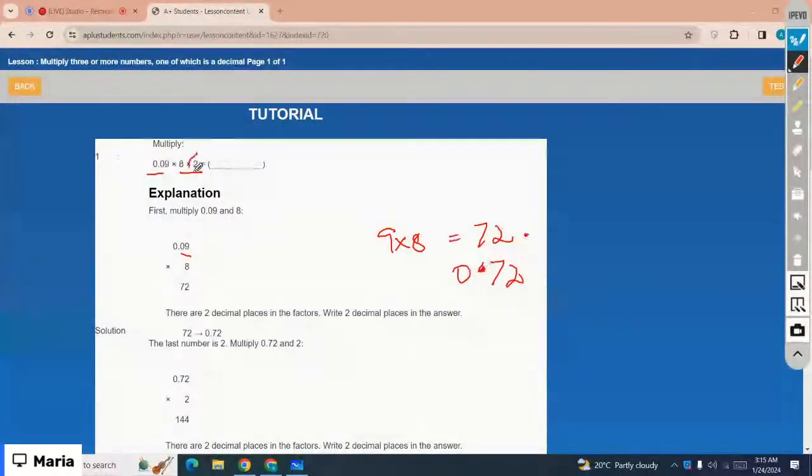Now you're left with 2. You need to multiply 0.72 times 2. So just multiply without the decimal, 72 times 2 is 144. Then you have two decimal places, so you have to move the decimal point from here to here. So it would be 1.44. Got it? Multiplying with decimals is very easy. You can simply multiply the numbers without the decimal, then you can add the decimal places, right? Let's just start with the test questions.